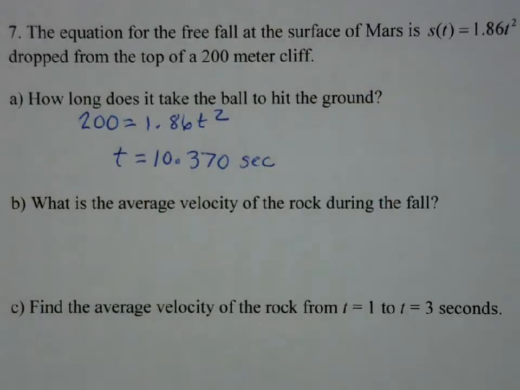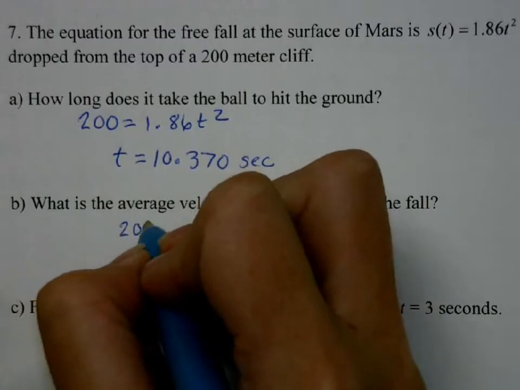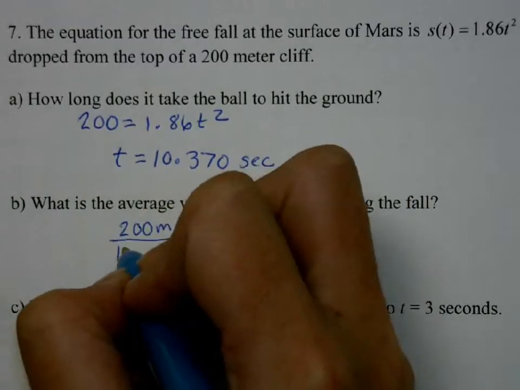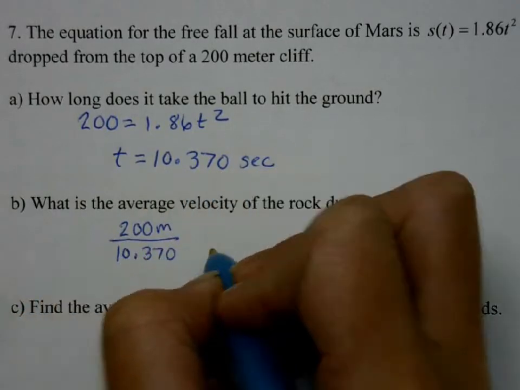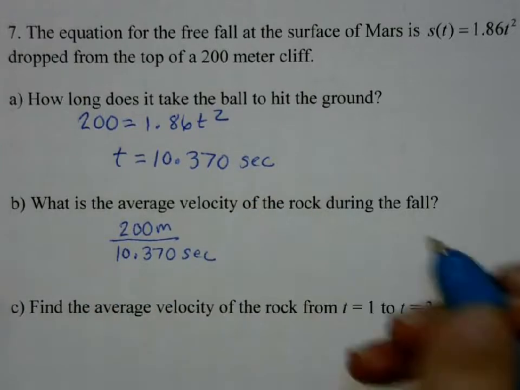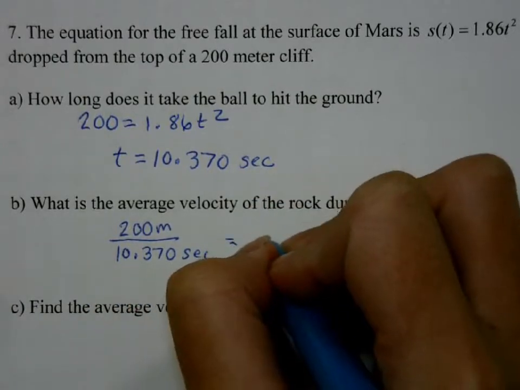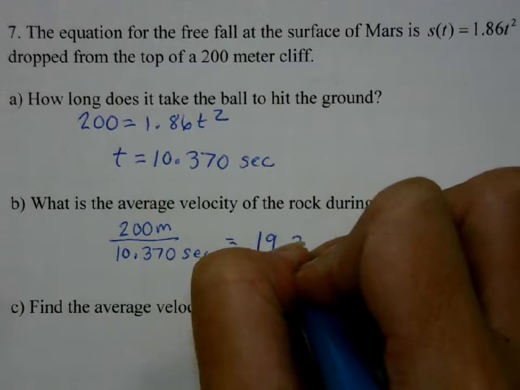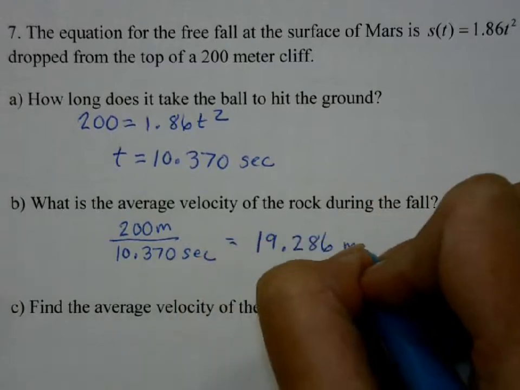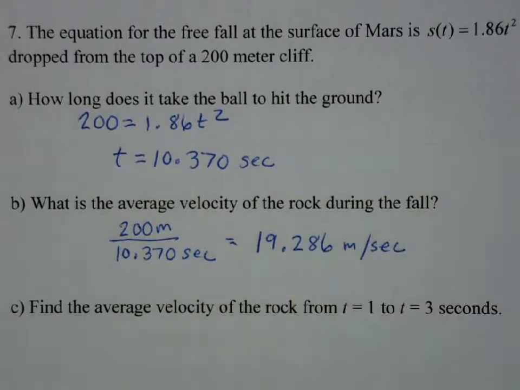What is the average velocity? Well, the average velocity, we're going 200 meters in 10.370 seconds, which is about 19.286 meters per second. For AP, always 3 decimal places. So 3 decimal places.